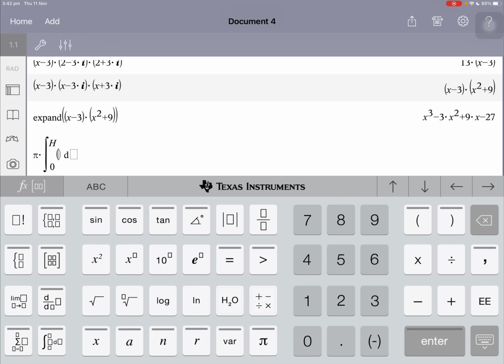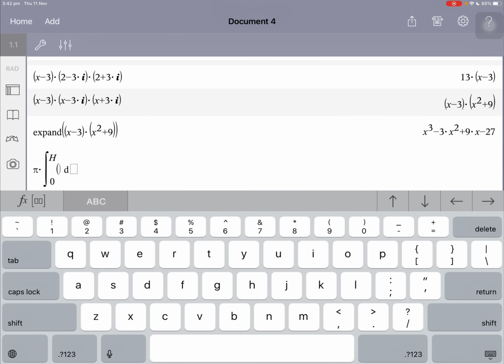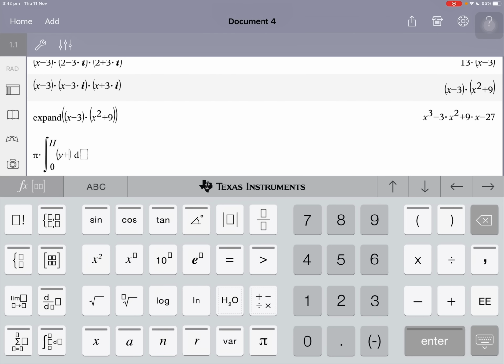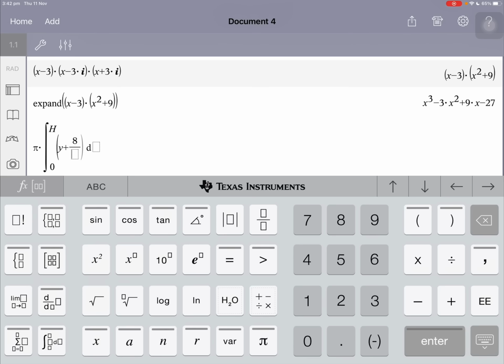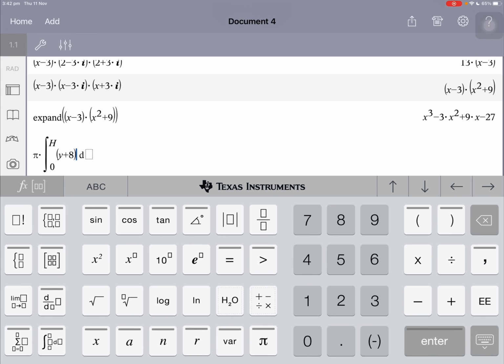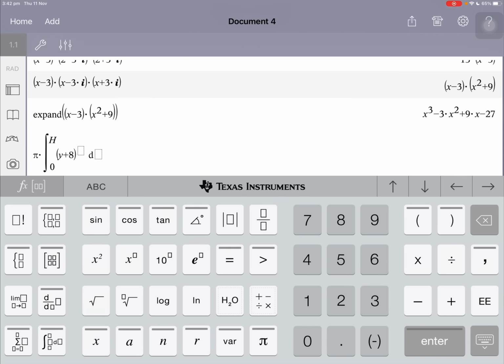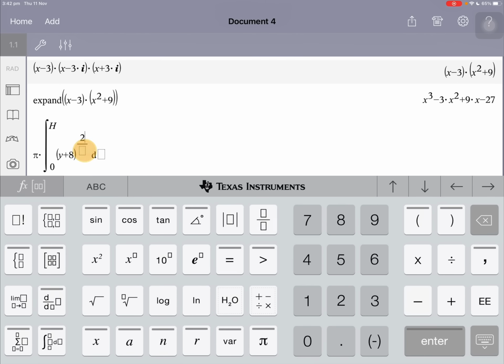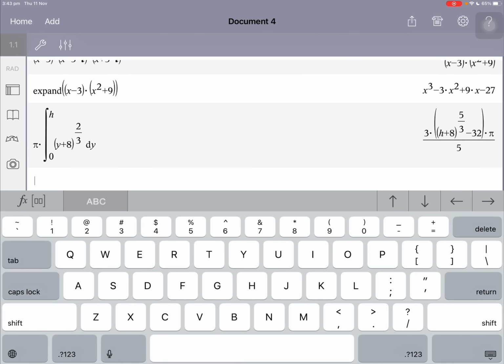And then we need to have, it was y plus 8. You can use any variable in here as long as in your final answer you keep the variable consistent. And it was to the power of 2 on 3. And it was dy. Okay, so that's our answer. So now we just go back to the exam and write that down. Nice, easy 1 mark.